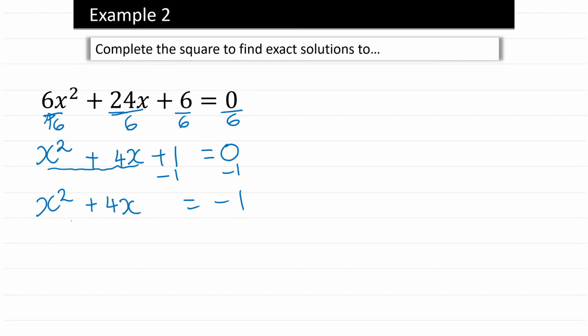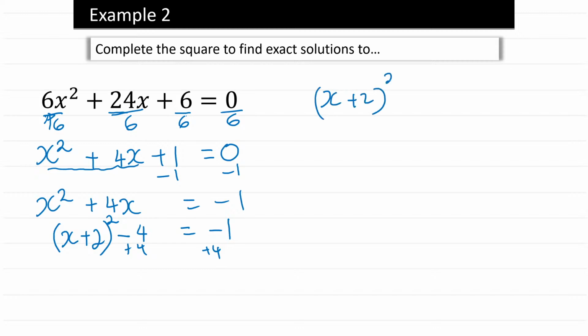Okay, so now I'm going to complete the square. So I'm going to open my bracket. So x plus half of that, 2. And make sure you square this bracket, and you take away this number squared. So 2 squared is 4, equals negative 1. Now I'm going to add 4 on both sides. Then I have x plus 2 squared equals minus 1 plus 4, which is 3.